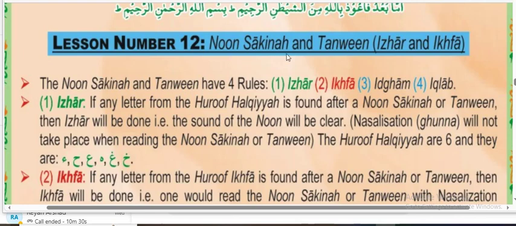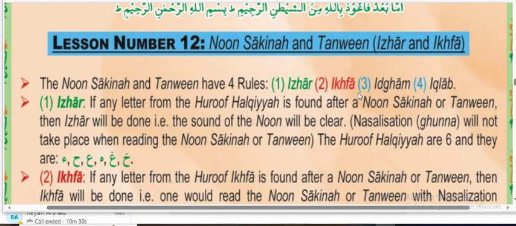Let's see the heading first. The heading says noon sakin and tanween. That means lesson number 12 is about the rules of noon sakin and tanween. There are 4 rules altogether. The first rule, if you see in green color, number 1, is written izhar. The second rule is ikhfa. The third one is idgham, and the fourth one is iqlab.